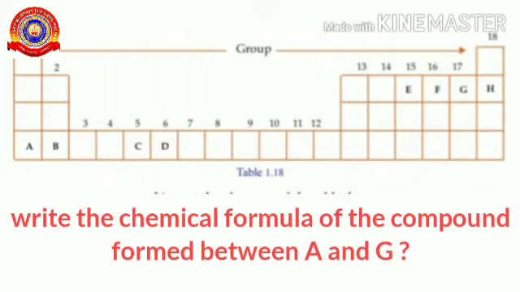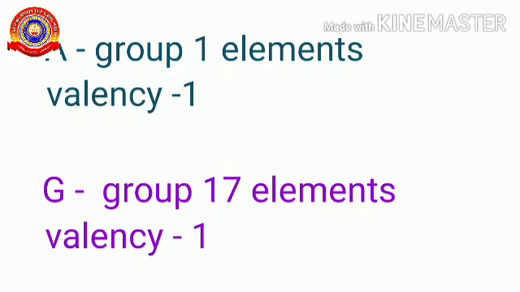Write the chemical formula of the compound formed between A and G. See, A is a group 1 element and its valency is 1, and G belongs to group 17, its valency is also 1. So how will you write the formula? We have to write the electropositive first, then the electronegative, interchange their valency, and we will get A and G. It is written as AG. Right? This one we have learned in 9th standard.